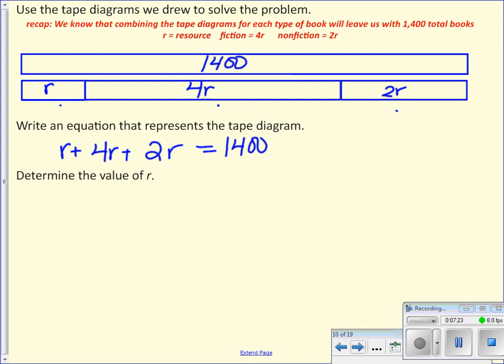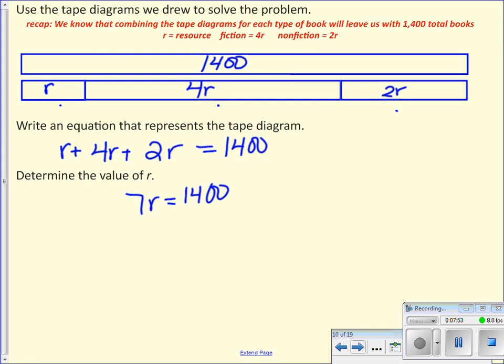You would do the R plus 4R plus 2R equals 1,400, and then the regular R just equals 1R, so you would add them all together, and that equals 7. Perfect. I have 7 R's that equal 1,400. I have 1 R here, plus 4 here is 5, plus 2 R's there is 7. So I have a total of 7 R's. So now what's my next step to solve that algebraically?